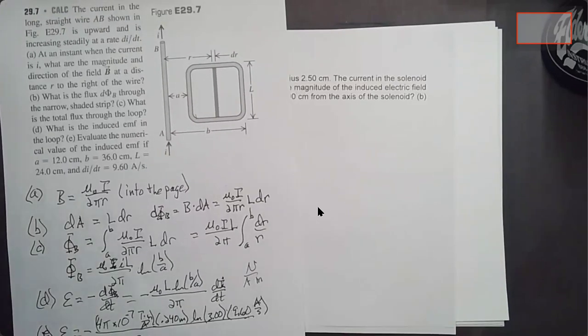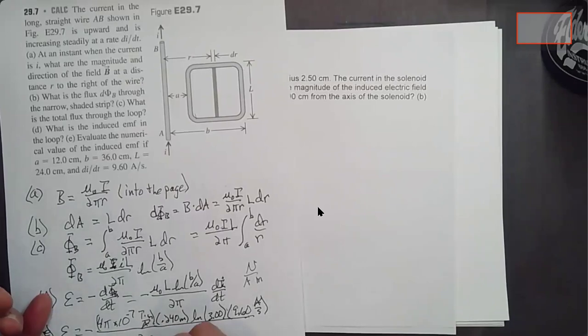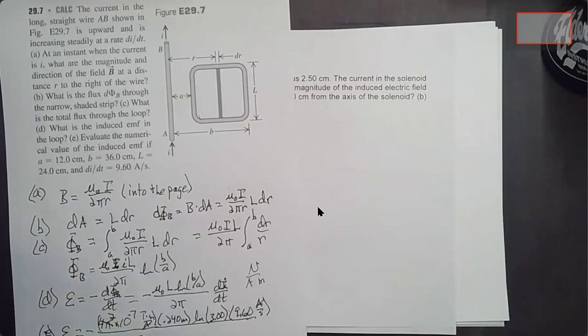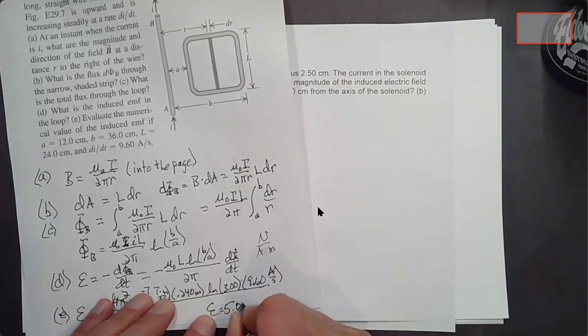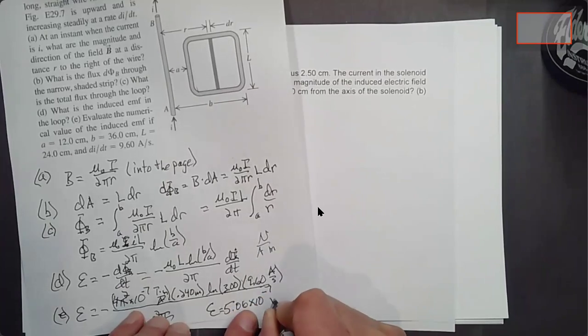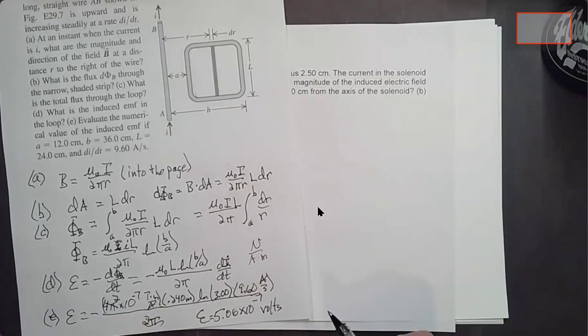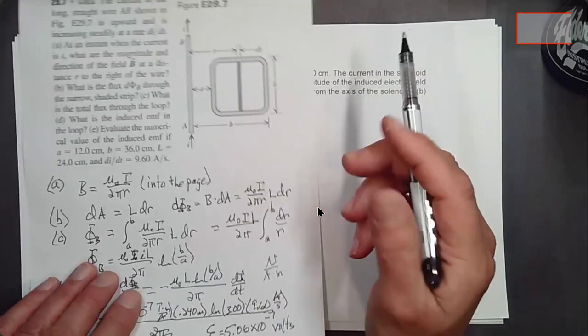Anyway, I think I lost track of my calculation, maybe. Okay, 4 pi over 2 pi is just 2. So I'll have 2 times 10 to the minus 7th, times 0.24, times natural log 3, times 9.60. And I don't get much. I get an EMF of 5.06 times 10 to the minus 7th volts, which is not much. That's 0.506 microvolts. And so not a lot here, but this is only a single loop.